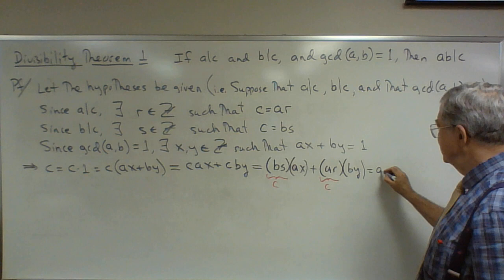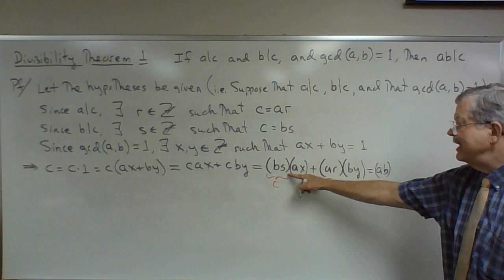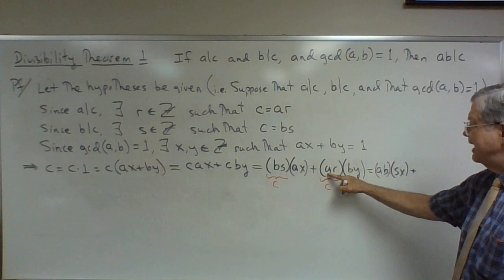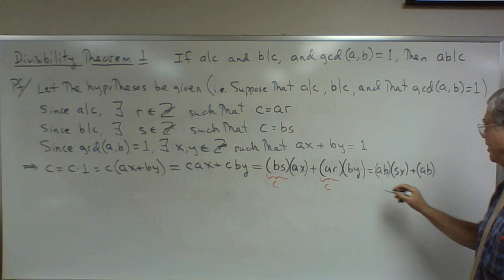Son of a gun, I'm going to factor out AB from the first term. And that leaves me with SX. I'm going to factor AB from the second term. That's going to leave me with RY.